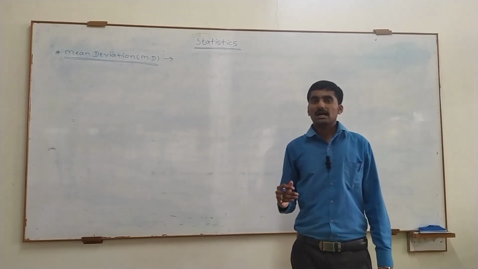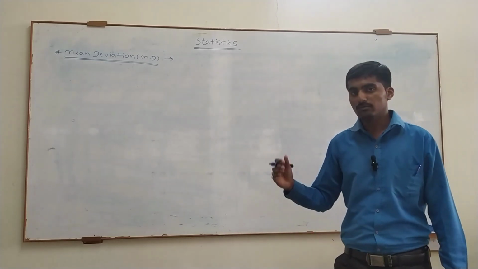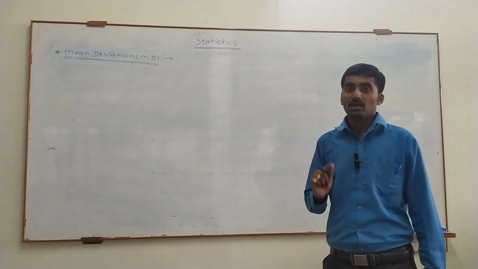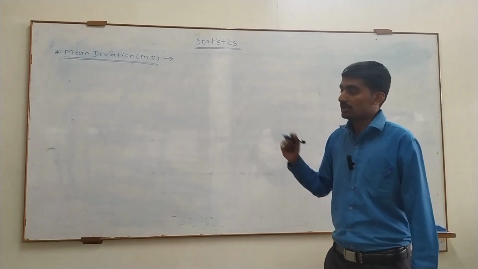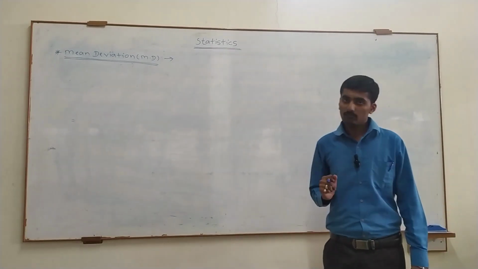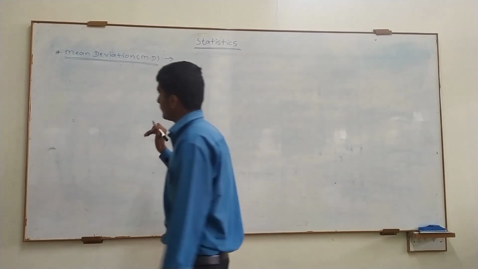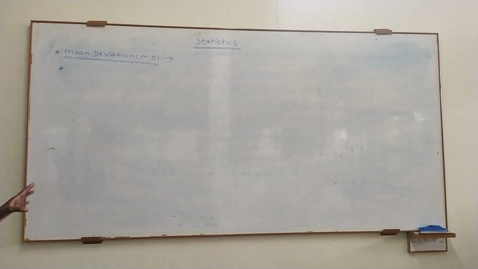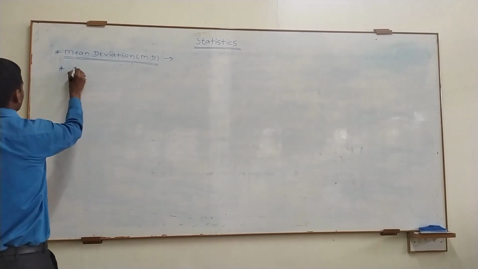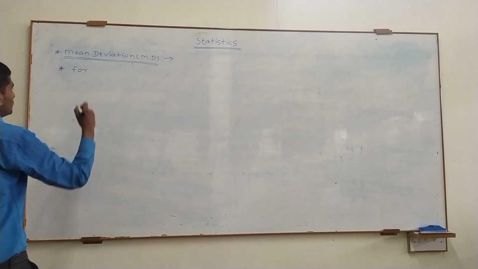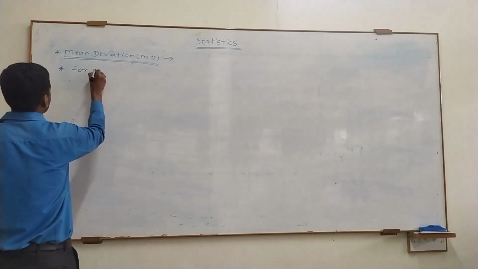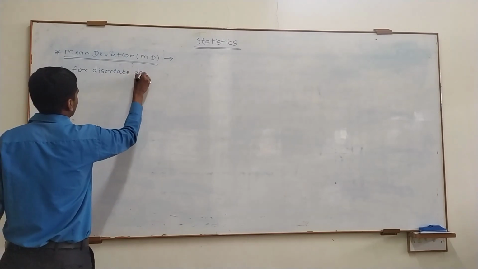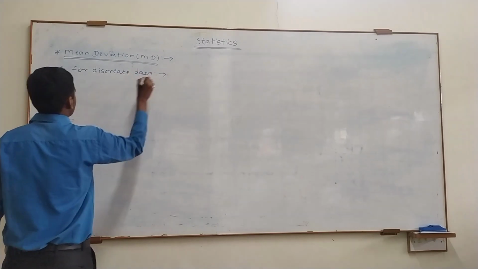So if the question asks to find the mean deviation about mean for the following frequency distribution, first understand which kind of data is given and then use the particular formulas. So first, there are two types of examples. The first one is for discrete data, so we see some formulas related to discrete data.